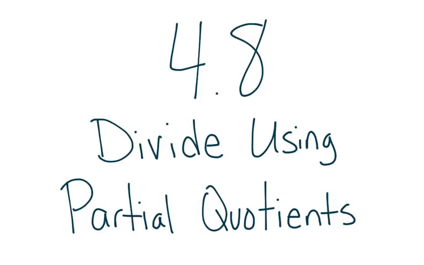In this lesson, we're going to take a look at dividing using partial quotients. Now, when we've done the area model and the distributive property for division, we're pretty much using partial quotients to divide. It's just a different way that we're going to represent division.